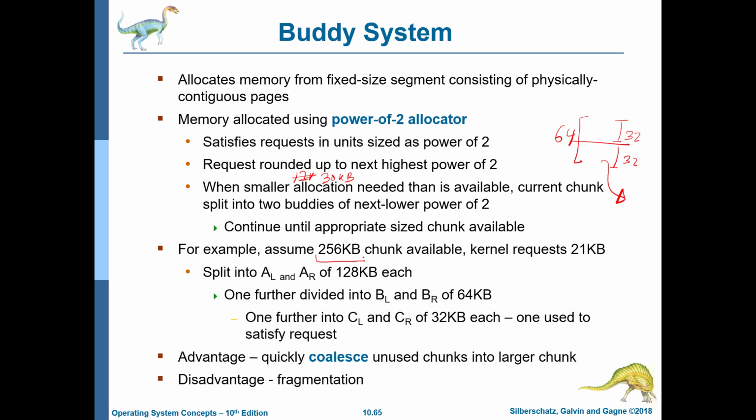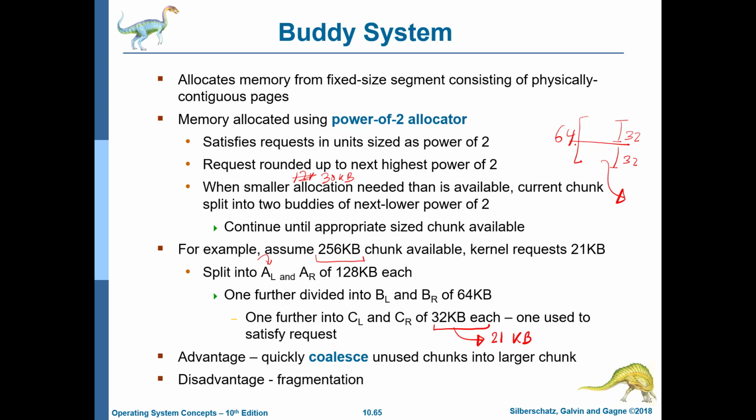Let's assume 256 kilobytes is available and a kernel request for 21 KB. We first split it into two parts of 128 KB each. One of the 128 KB chunks is again split into two parts, 64 KB each. It's further split into two parts, CL and CR, 32 kilobytes each. Then one of the 32 KB chunks is given to the request. Of course, there is some internal fragmentation because the request was 21 KB, but that's okay. We will learn how to live with that.